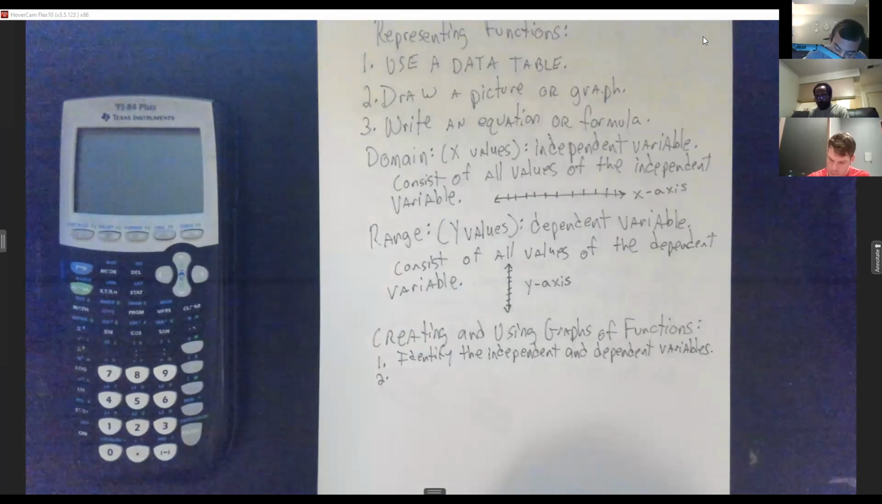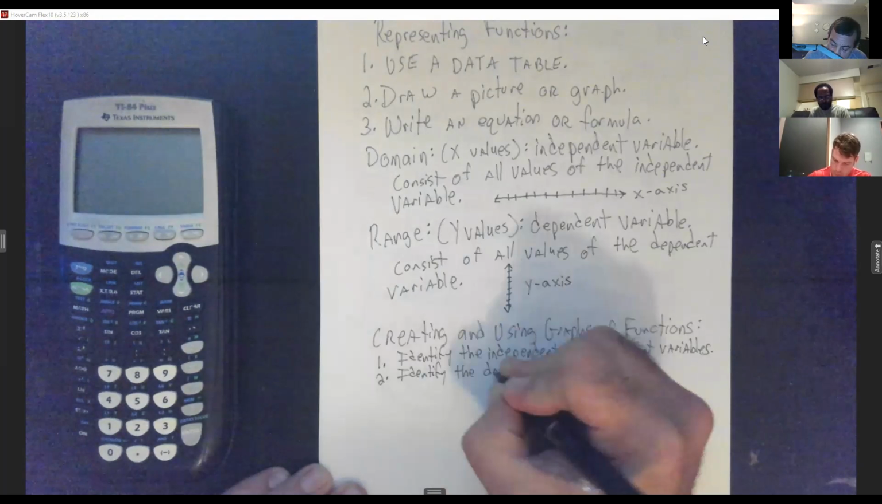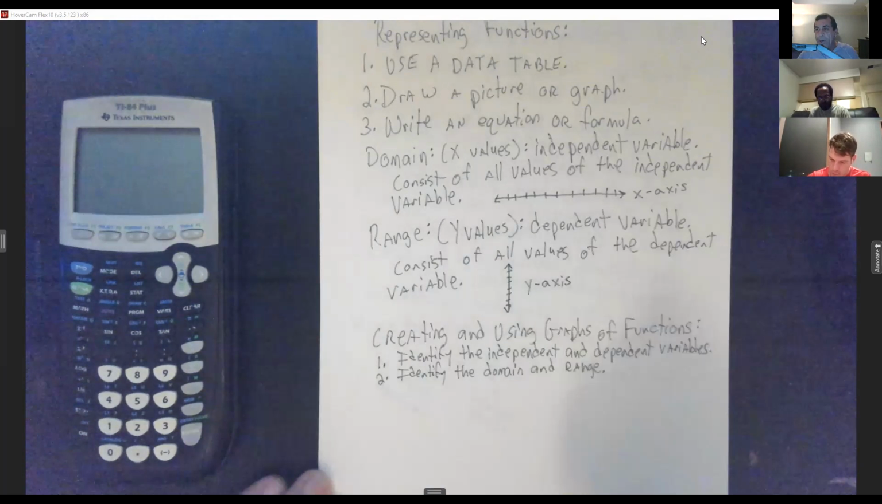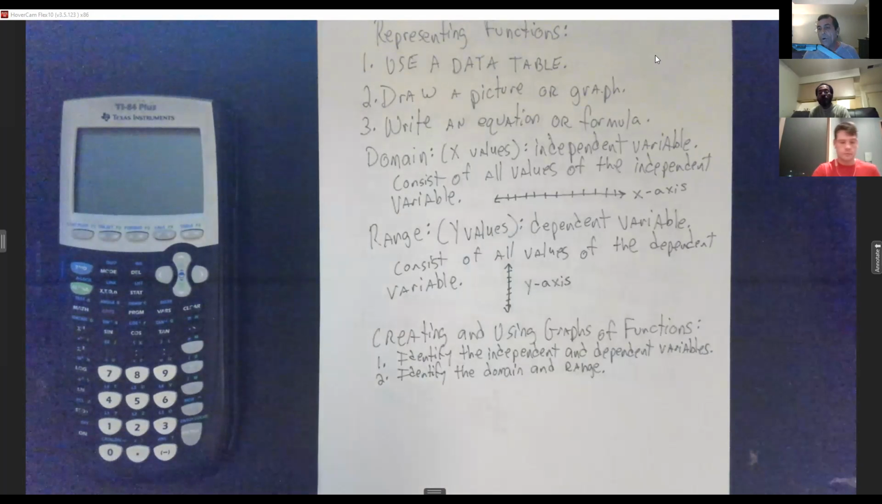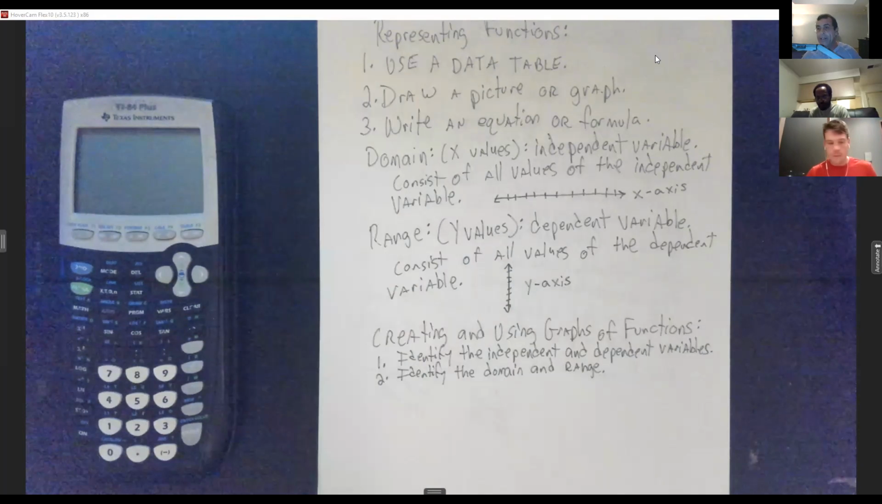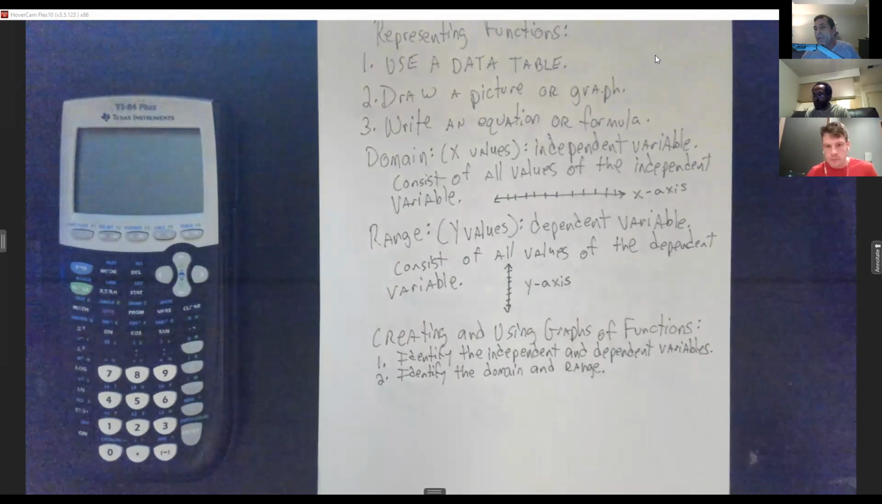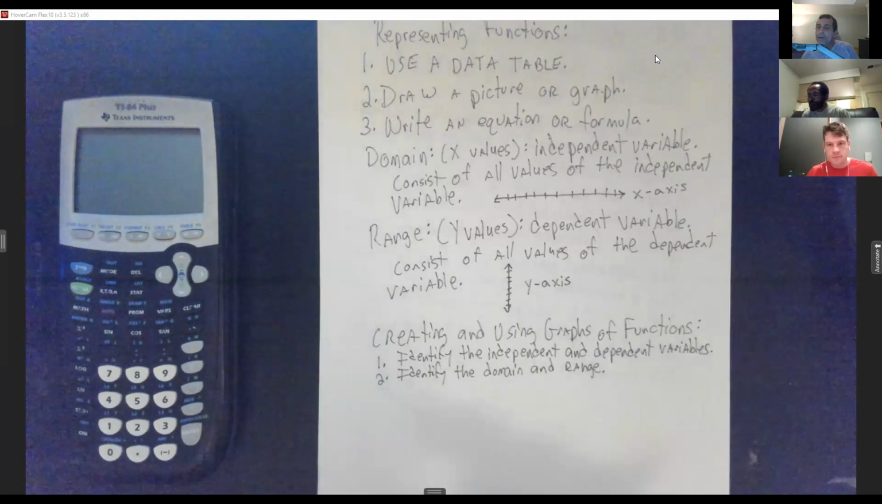So identify the domain and range. Okay, if I'm comparing something over time and I'm looking at yearly totals, I don't want to do every year from the creation of time till now. So I might start at a year like 1990 and go till 2020. Okay, I don't want to look at 2,000 years worth of data when I'm only interested in what's happening now. So you want to identify your domain and range so you know how to make those X and Y axes, okay?